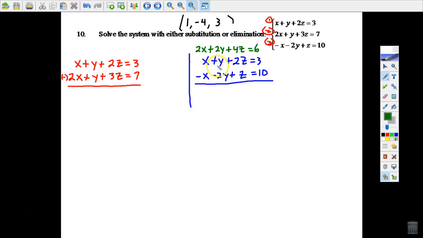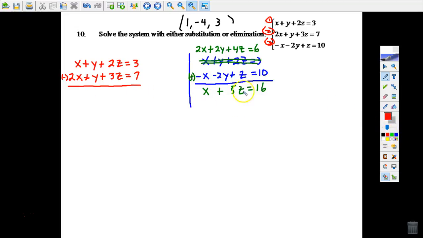Okay, so we don't need this anymore. And I can eliminate y on this side with addition. Okay, so 2 plus negative 1 is positive 1x. Y's cancel. And 4 plus 1z is 5z. 6 plus 10 is 16.